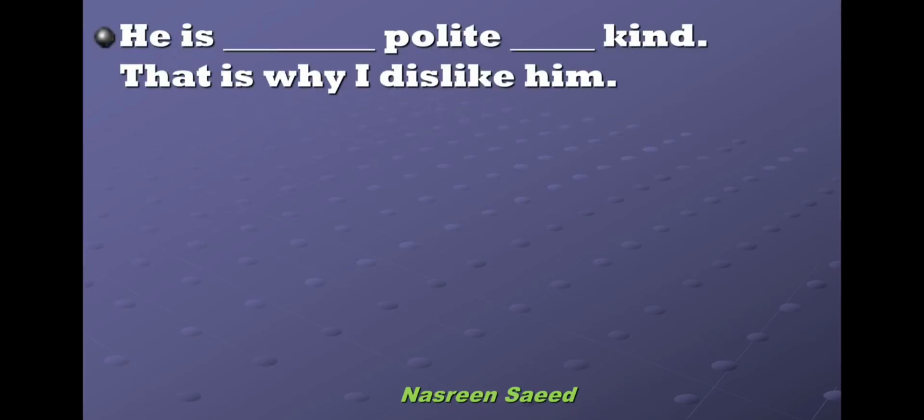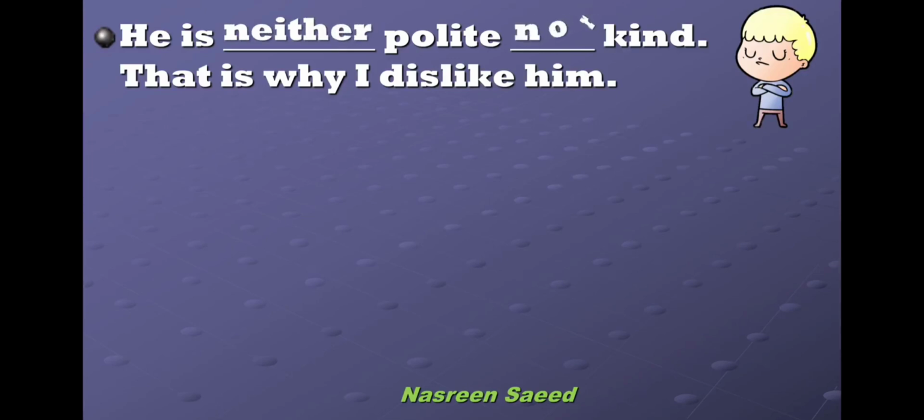He is dash polite dash kind. That is why I dislike him. Now we have to use either or, neither nor, not only but also. We have to use only these three correlative conjunctions. So what do you think we should use over here? The boy dash polite dash kind. That is why I dislike him. So this could be one or the other. Yes, he is neither polite nor kind. That is why I dislike him. He is not polite and he is not kind.